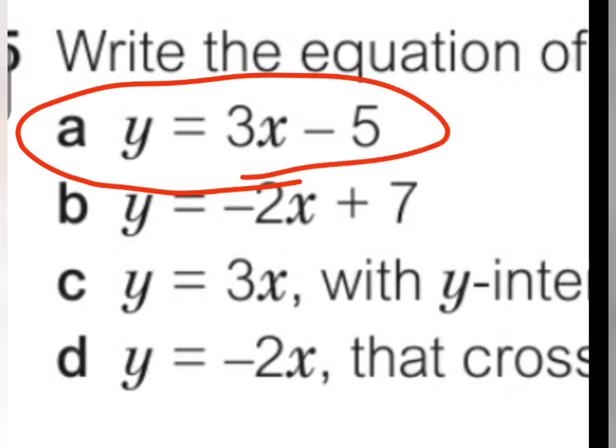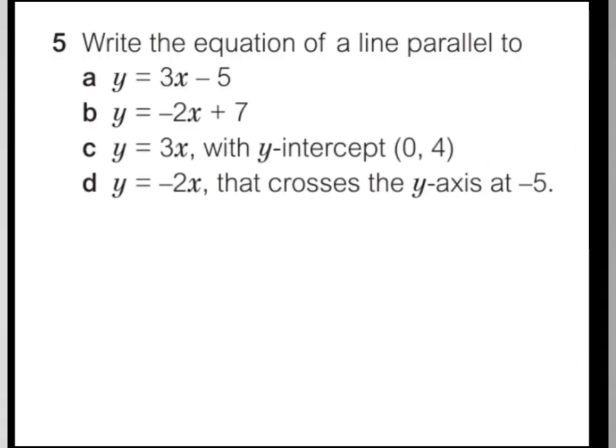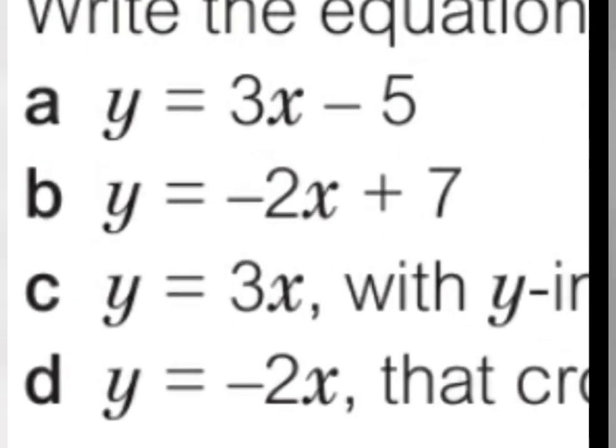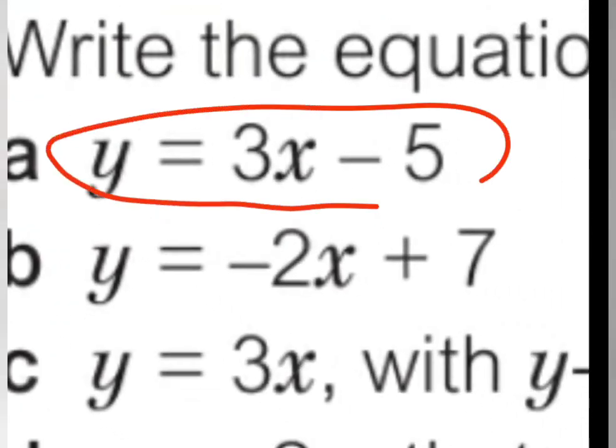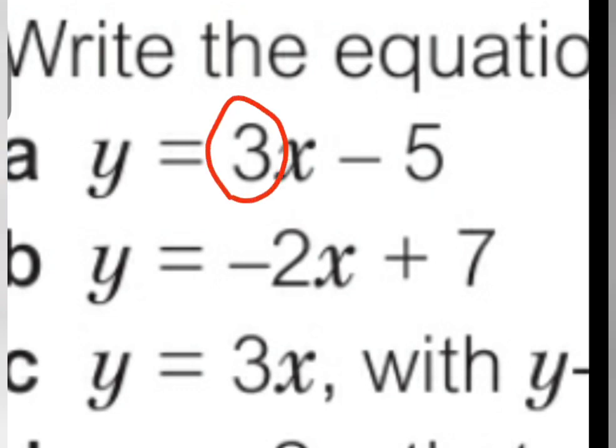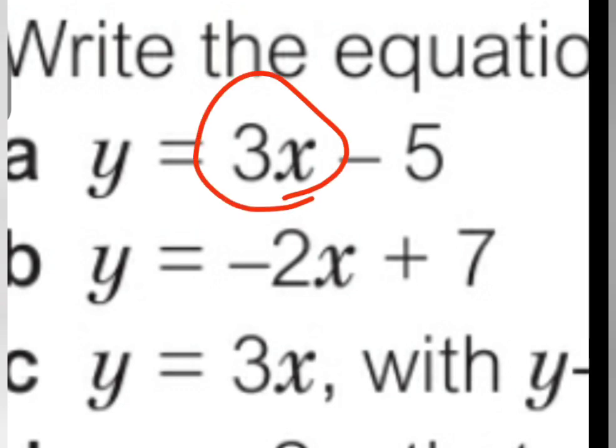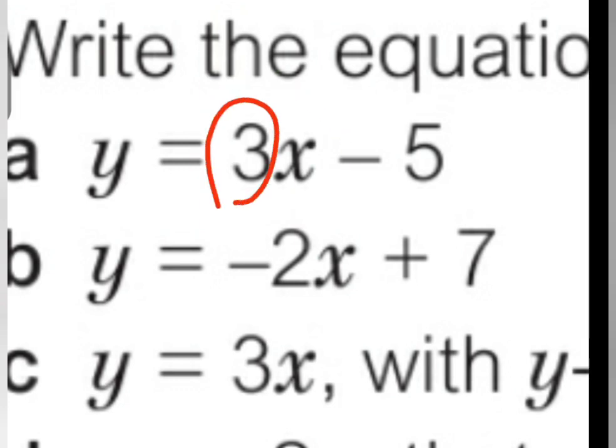In equation A, we have y equals 3x minus 5. Now, we said before that parallel lines have a rule. This rule says what? They must have the same gradient. So parallel lines have the same gradient. Now, let's take a look at the equation here. What is the gradient? Very good. It's plus 3. And we said before that the gradient is the number multiplied by the x. So the gradient here is plus 3.